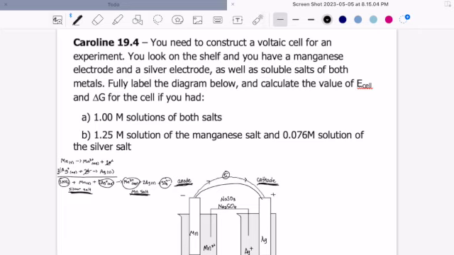In this problem, you need to construct a voltaic cell for an experiment. You look on the shelf and you have a manganese electrode and a silver electrode, as well as soluble salts of both metals. Fully label the diagram below and calculate the value of E cell and delta G for the cell if you had A, 1.00 molar solution of both salts, and B, 1.25 molar solution of the manganese salt and 0.076 molar solution of the silver salt.